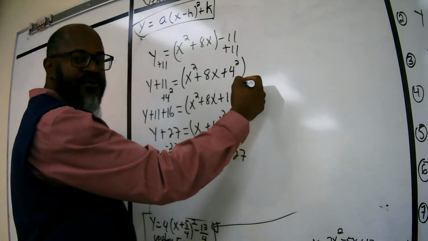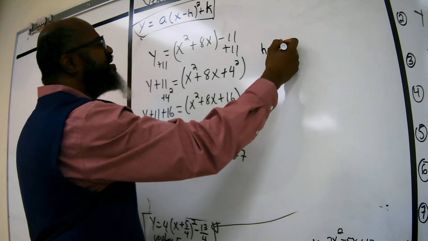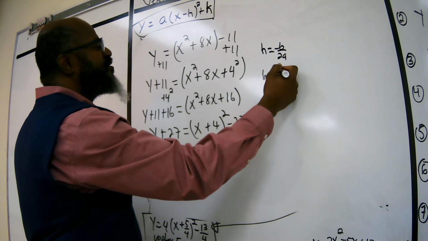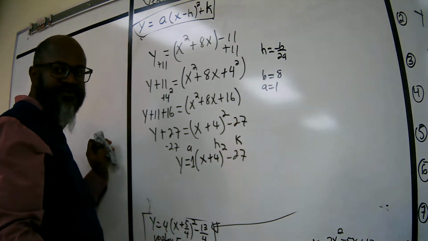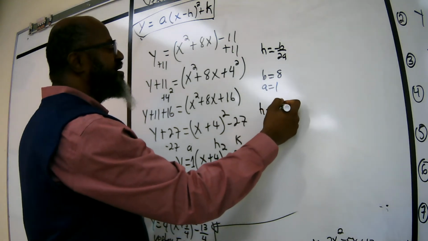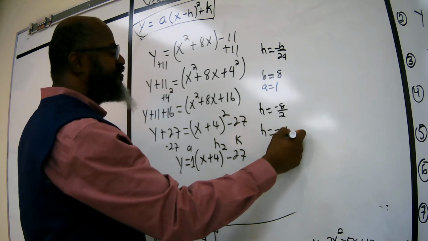The baby step, we're going to find h, which is minus b over 2a. In this case, we know b happens to be 8, and a is 1. So we need to find the vertex. So we'll have h equal negative 8 over 2. In this case, h is negative 4.